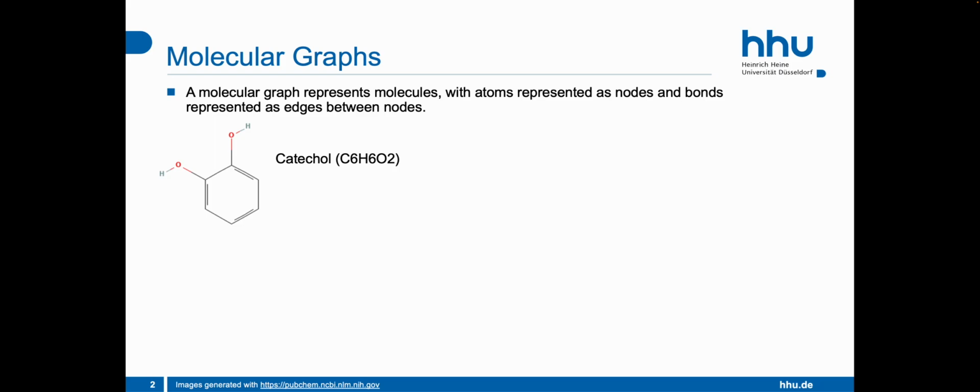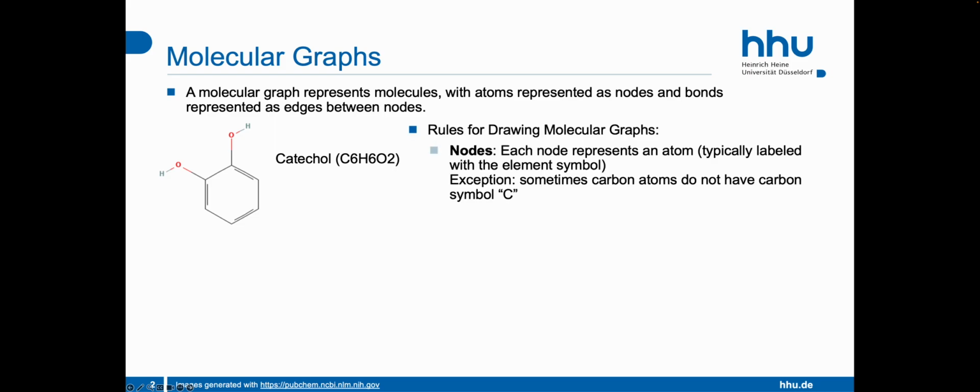understood. Here you can see an example of such a graph structure for the molecule catechol that consists of 6 carbon atoms, 6 hydrogen atoms, and 2 oxygen atoms. If you might not be able to find all carbon and hydrogen atoms, the following rules hopefully help you. Each node in this graph represents an atom that is typically represented by its atom symbol. For example, in the top left corner, you can see atoms represented by O and H, which represent oxygen and hydrogen atoms. The only exception to this rule is that sometimes carbon atoms do not have the atom symbol C.